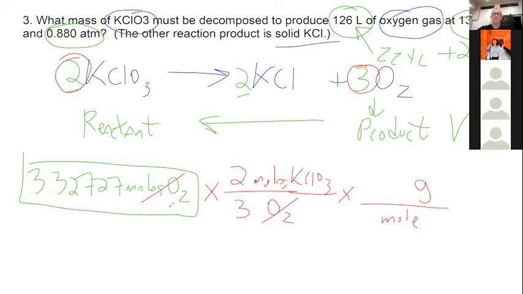So now we use the molar mass. The molar mass of potassium chlorate is around 122.6 when I looked it up. So that gets rid of our moles of KClO3, and the only thing we have left is grams. I got 271.949 grams.